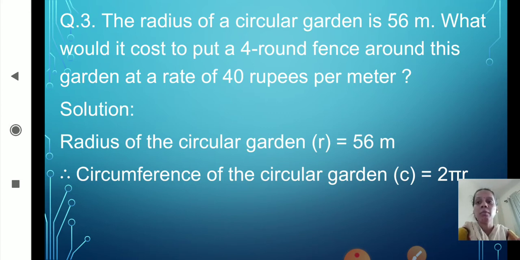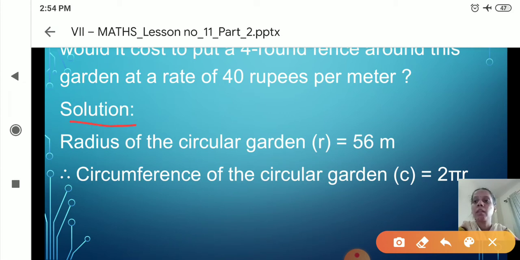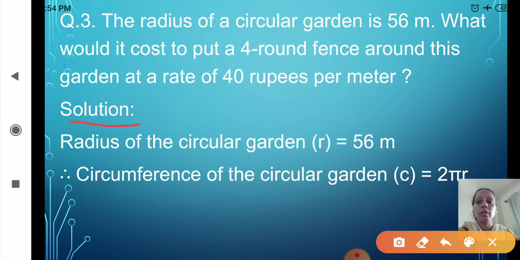So let's start now. As you can see here in the solution, first we will write down the radius of the circular garden, which is equal to 56 meter. Then the circumference of the circular garden is equal to, which formula will you write down now? 2 pi r. You will not write the formula pi d, because here the radius is given, so you will use the formula 2 pi r. Circumference is equal to 2 pi r.